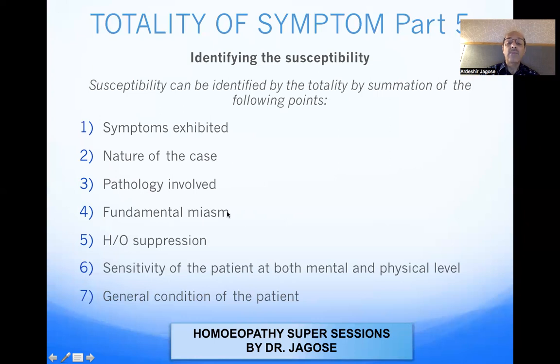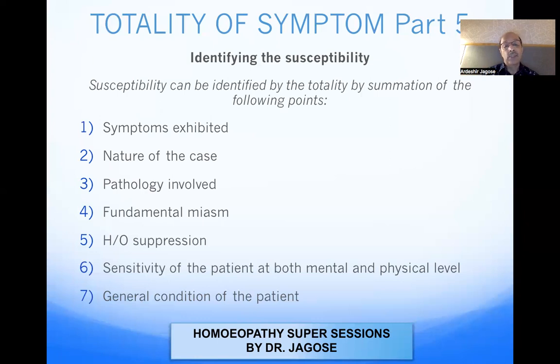So if the fundamental miasm is psoric in nature, then susceptibility is high. If it is sycotic, susceptibility is low. If it is tubercular, it is heightened. If it is syphilitic, the susceptibility will be low. Again, these are just general rules. Remember, they have to be moved according to the case in hand.